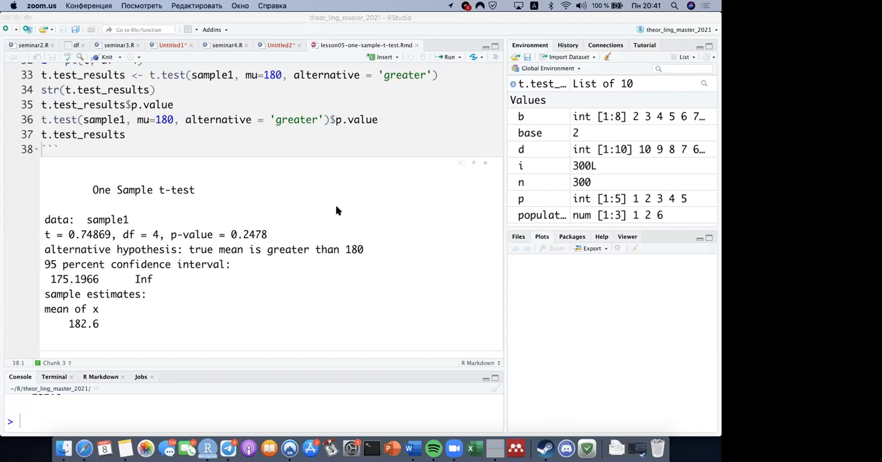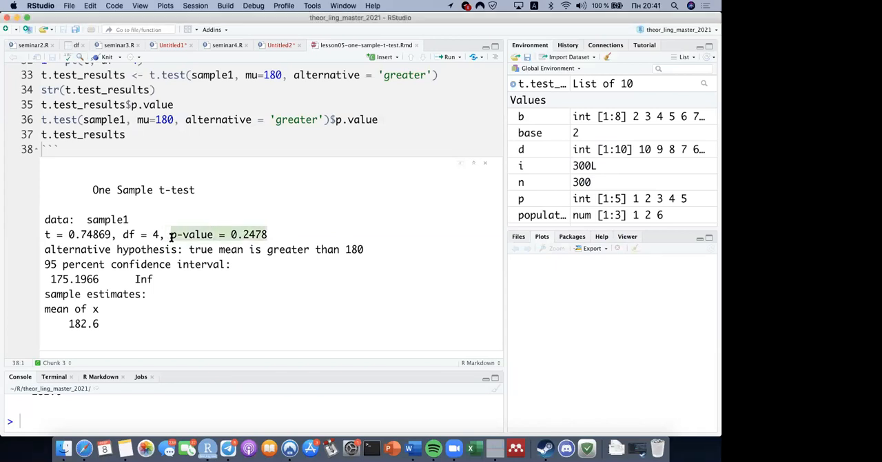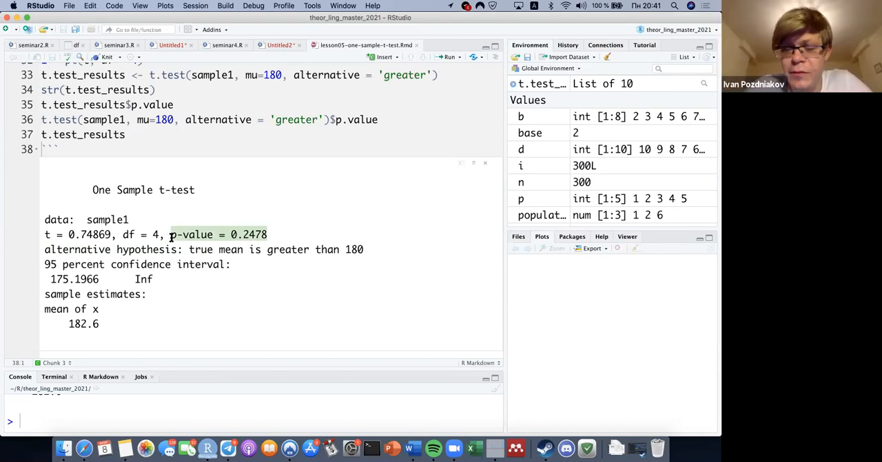Your screen is gone again. Sorry? Yeah, because your screen is gone. Because I'm asking you. So yeah, we have this p-value. What can we conclude here?